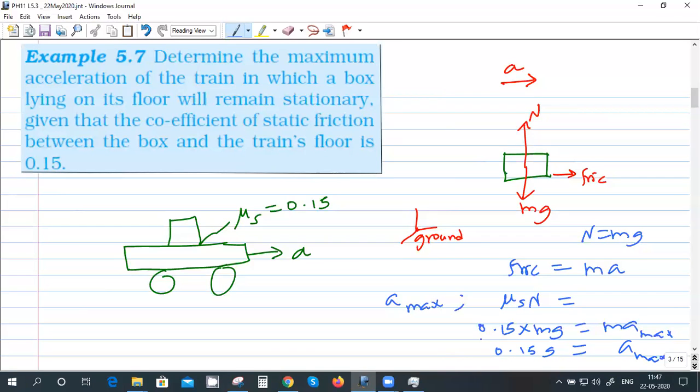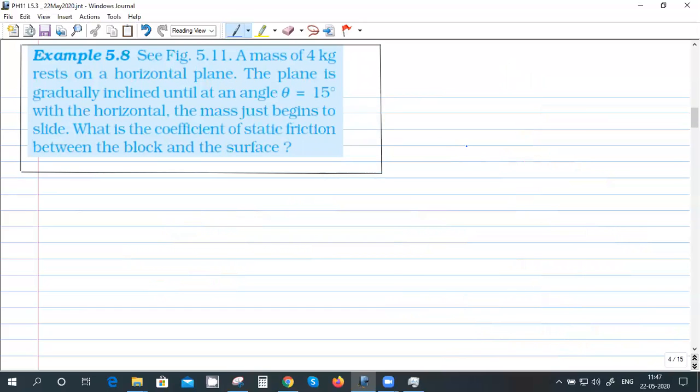The interesting thing to note is this value of maximum acceleration is independent of the mass. Whether the mass is 100 kg or 10 kg, it does not matter. Got it? Because mass is cancelling. Okay. What about this one?